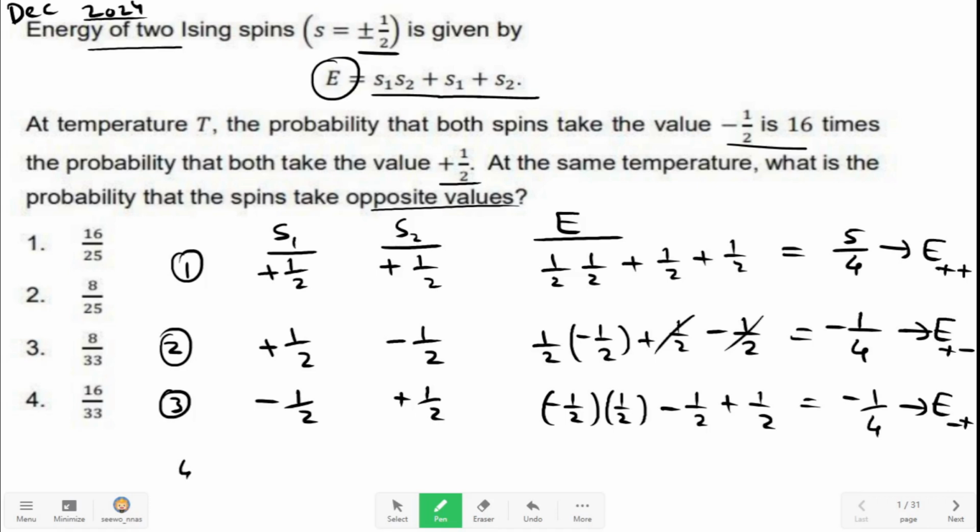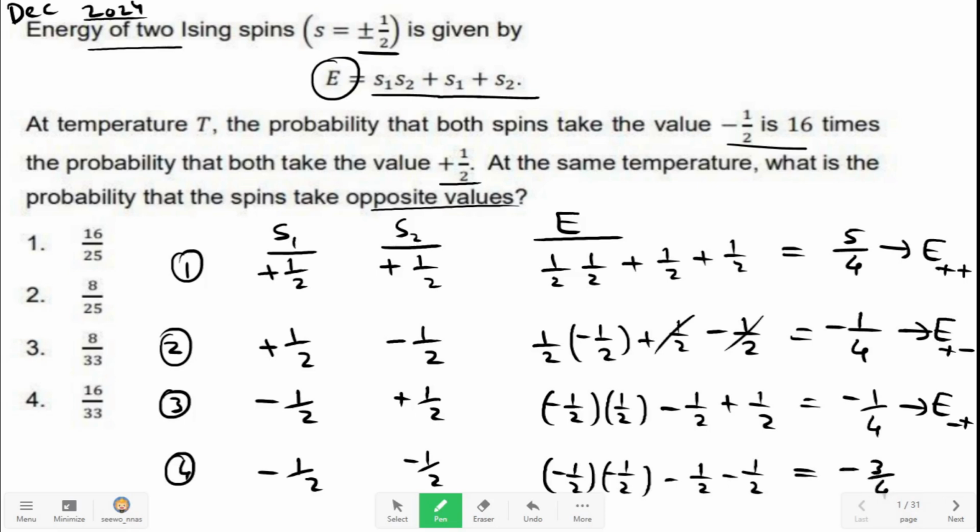Now finally, the configuration in which both the spins are minus 1 by 2. In this case, energy is equal to minus 1 by 2 times minus 1 by 2 minus 1 by 2 minus 1 by 2, which is equal to minus 3 by 4. Let us denote this by E minus minus. Now we have found the configurations.